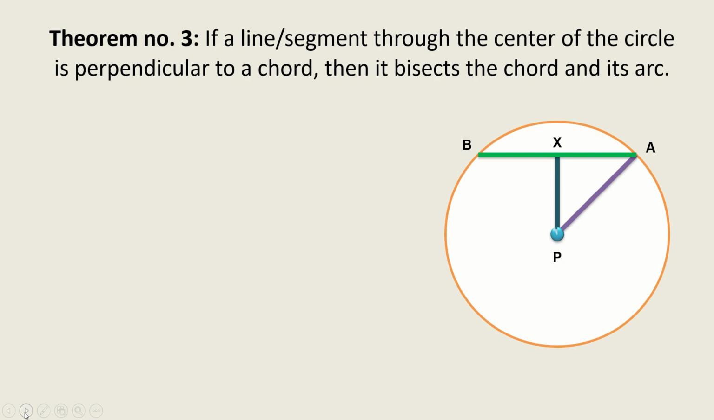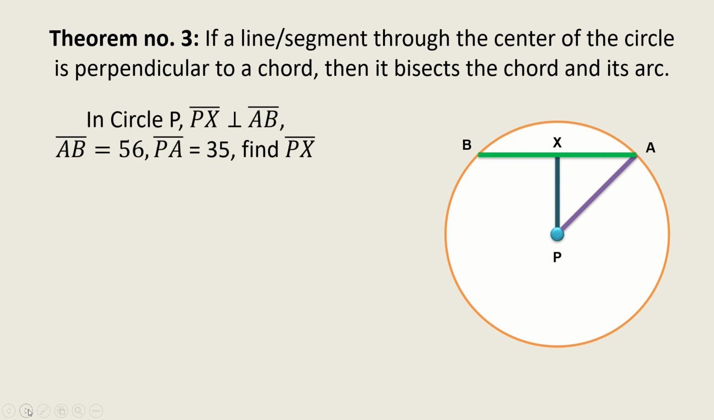So, again, theorem number 3 states that if a line or a segment through the center of the circle is perpendicular to a chord, then it bisects the chord and its arc. So, in our example daw po, sabi in circle P, segment PX is perpendicular to segment AB. Since perpendicular sila, ano yung ibig sabihin nun? Automatically, hinahati niya na si segment AB into two equal parts.